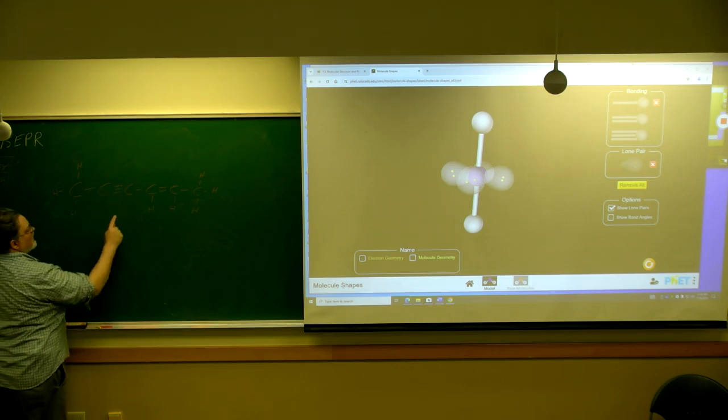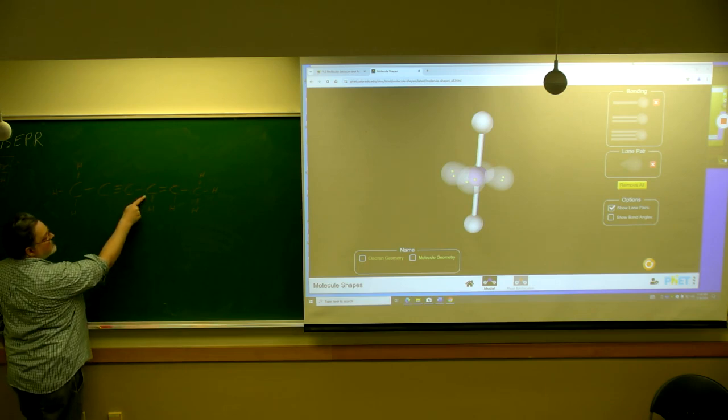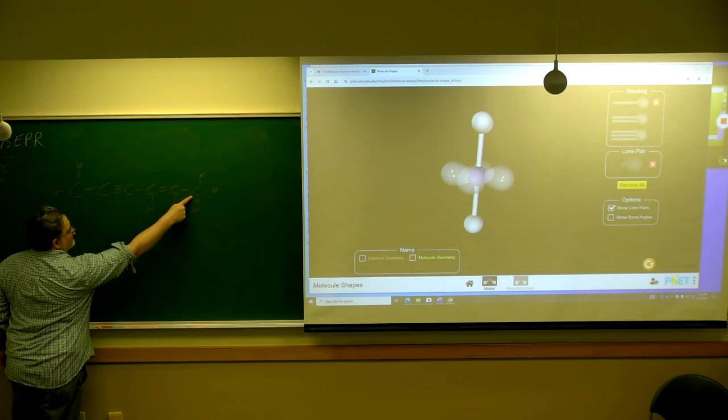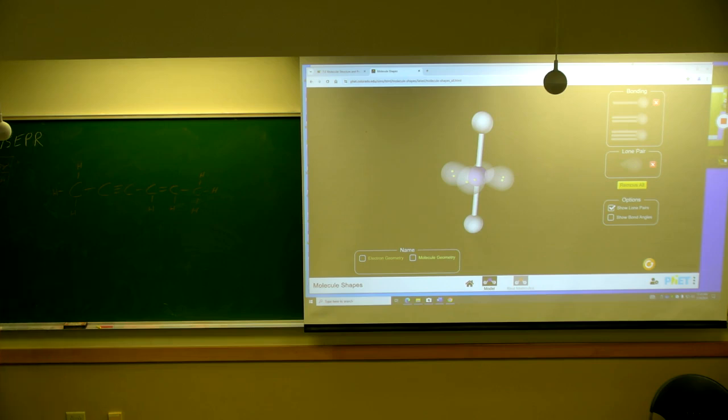Linear. This one? Linear. This one? Trigonal planar. Yep. This one? Trigonal planar. Yep. And this one? Tetrahedral. So no single one of those defines an overall shape for this molecule. It's whatever shape that makes.